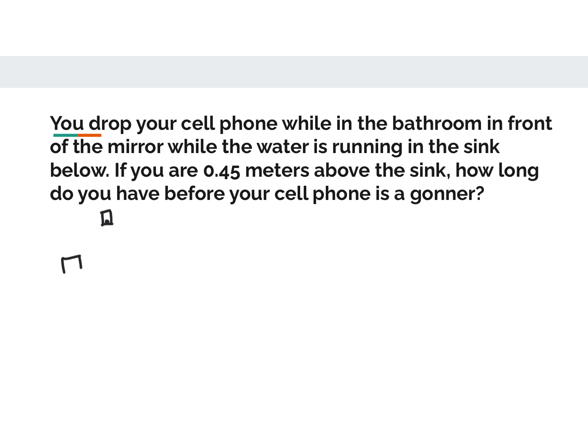Okay, so here's the sink, and here's the water. I'll make it blue. I'll be so fancy. Pardon my bad art. You are 0.45 meters above the sink. How long do you have before your phone is a goner? What I mean by that is till your phone goes swimming in the sink.